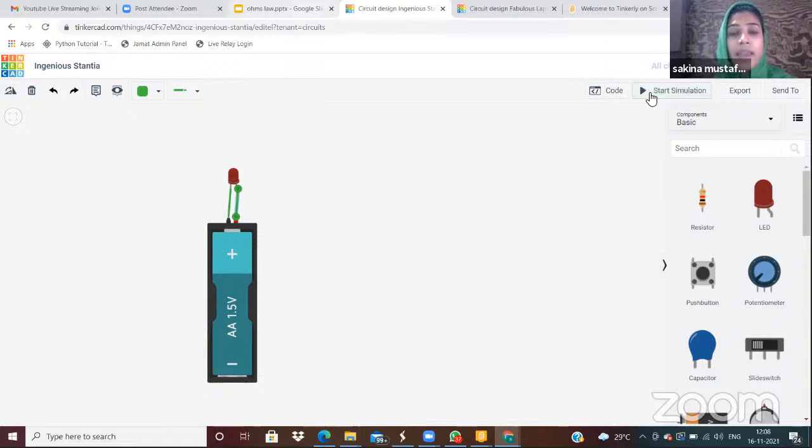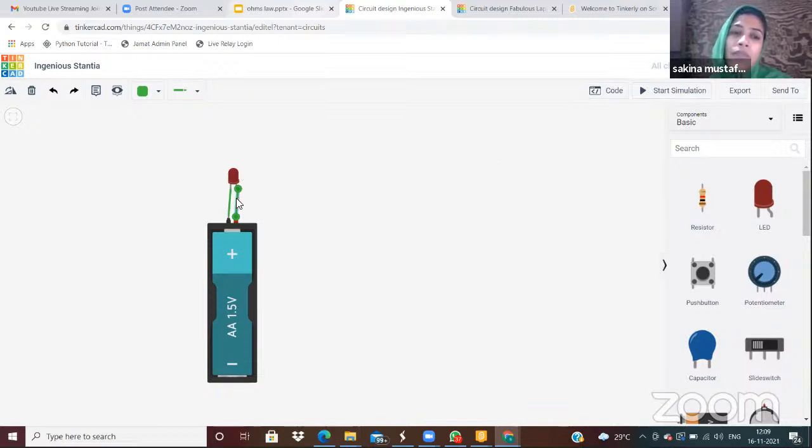I will just stop, and again I will click on start simulation so that you can see how the LED is blinking. See, the LED is blinking in this way. So the current is passing from this negative terminal and like this. The current is passing through the conducting wires, which is helping my LED to blink. This is what a simple circuit, a closed circuit, is.